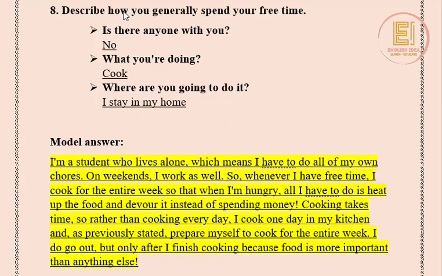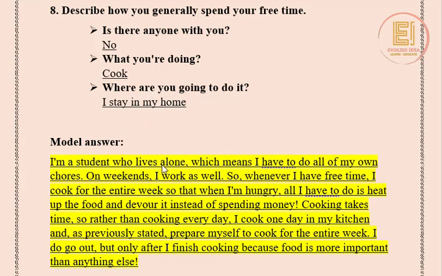What I mean is, they are asking, is there anyone with you? And my answer is no. So this is how I said it, right? I'm a student who lives alone. Do you see the connection? I said I live alone, but instead of saying it simply that way, I said I'm a student who lives alone. And then I also added a bit more extra information, which is that I have to do all of my own chores. This information was not asked for, but it was relevant because of this.